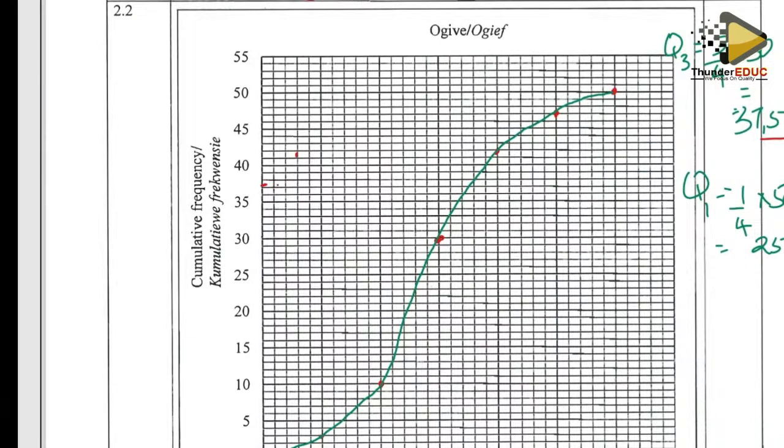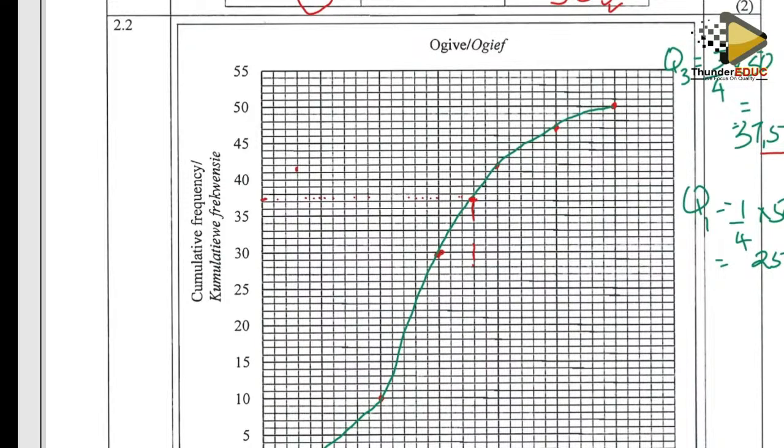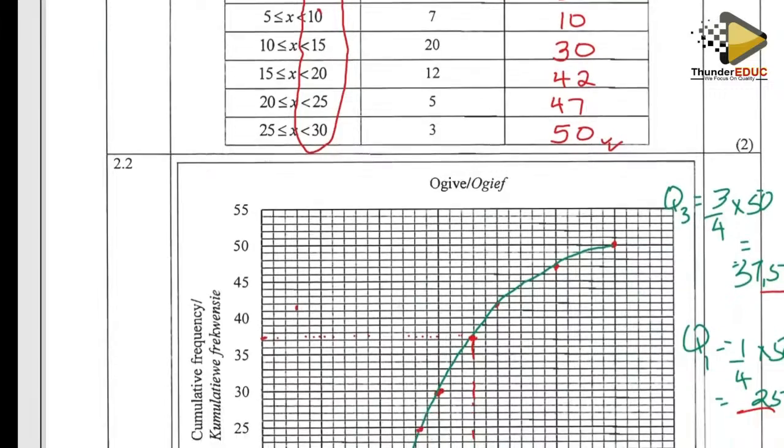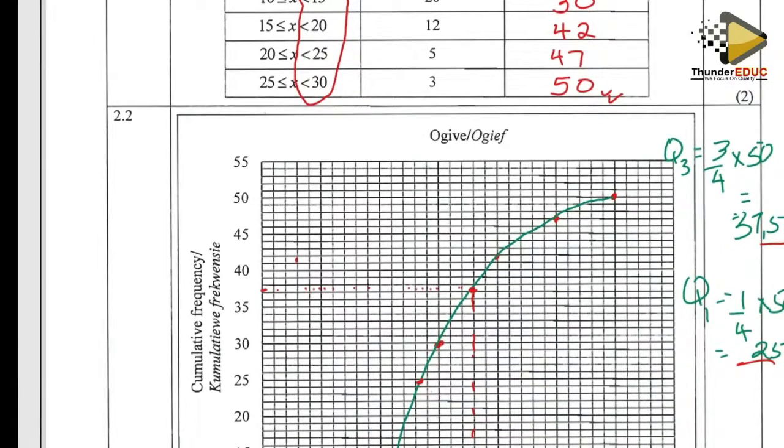So I can draw my dotted line up until it meets the ogive. Okay, so we see where it's meeting, just roughly around there. And then I can drop this down. When I drop this down, I'm getting the value to be somewhere there. It's 15, 16, 17, it's 18. I'm going to approximate it to 18. So this is going to be my Q3. And then how about 25? 25 is just straight there. And then didn't we have a 25 up there? You said 25 was 47.